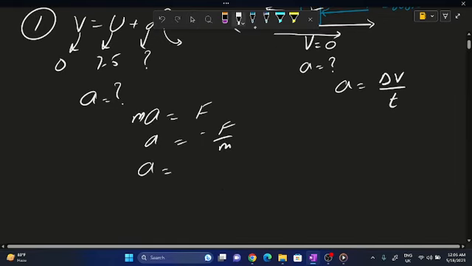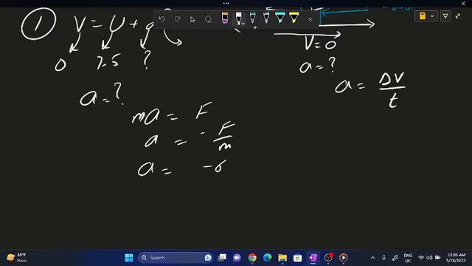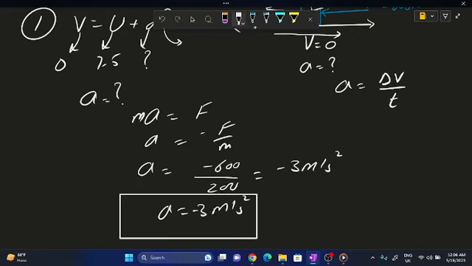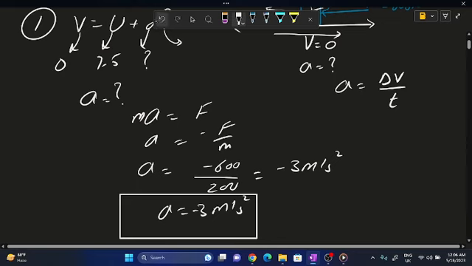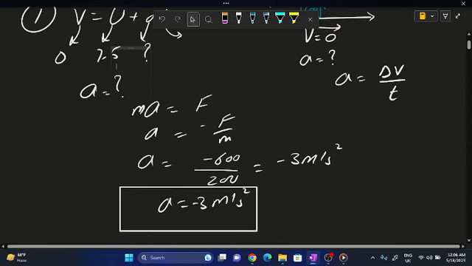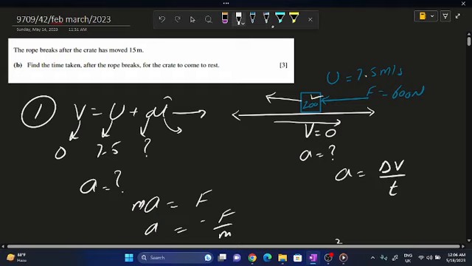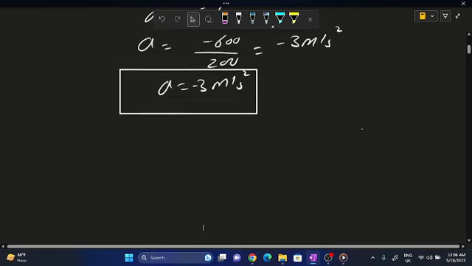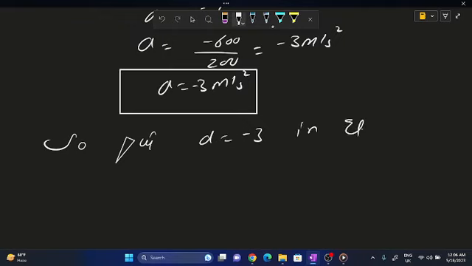So a will be calculated as minus 600 by 200. After simplification, it comes to 3 meters per second squared. So my a is minus 3 meters per second squared. Now plug the relevant values into the main equation, marked as equation number 1. So put a equals minus 3 in equation number 1.